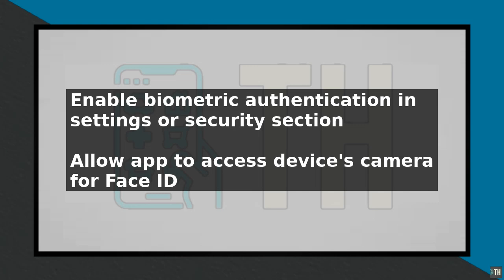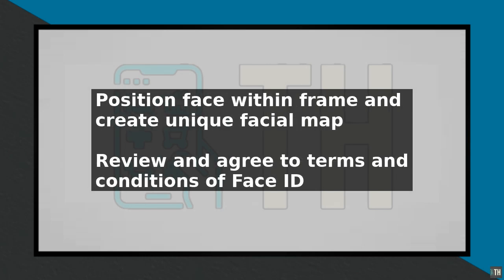You will be prompted to allow the Wells Fargo app to access your device's camera, which is necessary for Face ID to work. Review the prompt and tap Allow or OK to grant the necessary permissions. Next, you will be asked to position your face within the frame displayed on the screen. Look directly at the camera and make sure your face is centered and well lit. The app will then scan your face and create a unique facial map.